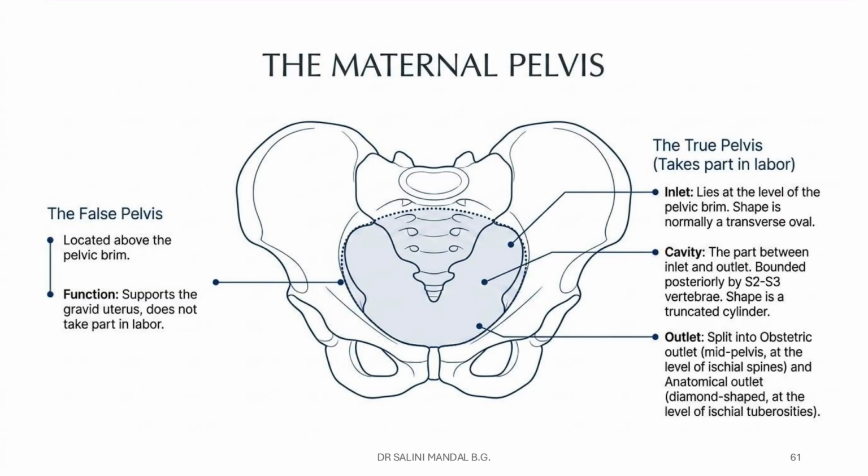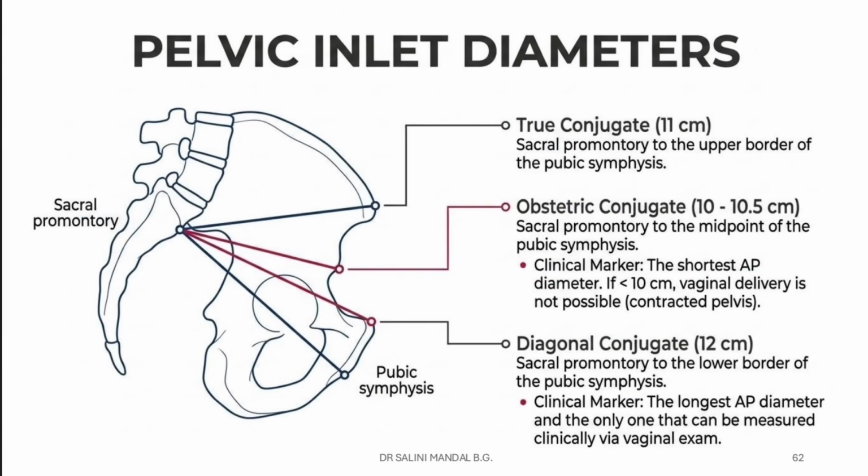Inlet lies at the level of the pelvic brim, and the shape is usually transversely oval. Cavity, remember, is the one between the inlet and the outlet, and it is bounded posteriorly by the S2 to S3 vertebra, and the shape is a truncated cylinder kind of. Outlet, we split into obstetrical outlet and anatomical outlet. Anatomical outlet is basically diamond in shape at the level of the ischial tuberosities.